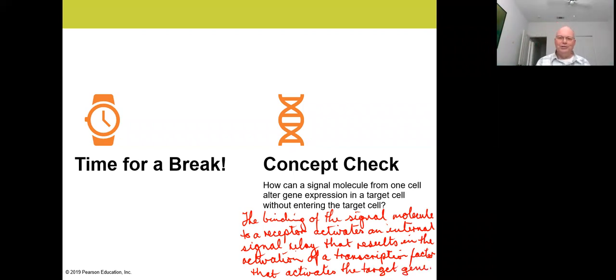So the signal molecule itself does not have to enter the cell. All it has to do is trigger the internal signal relay pathway, and that will result in the activation of transcription inside the nucleus.